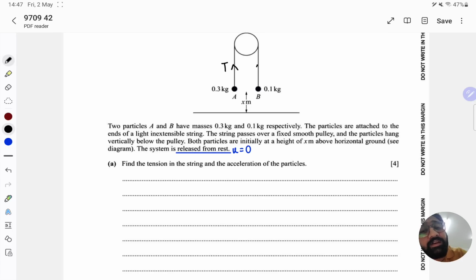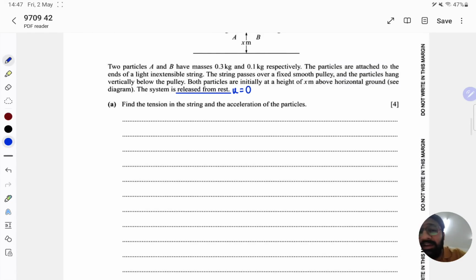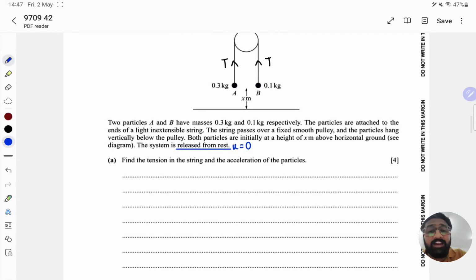So let's first of all find out the direction of the tension in the string. The tension is upwards, always towards the pulley. We need to find the tension in the string and the acceleration of the particles. So let's try to simplify for both of them separately, but let's start from A. For A, there will be a downward force as well, that will be in the form of a weight. Weight will be equal to 0.3 times 10, which is 3 Newtons, and the weight over here as well will be 1 Newton.